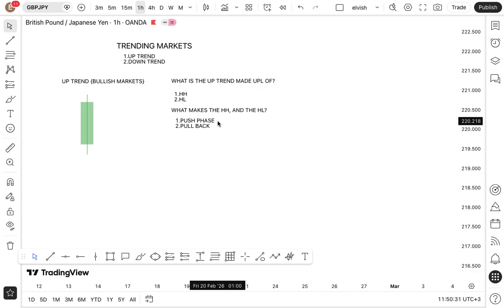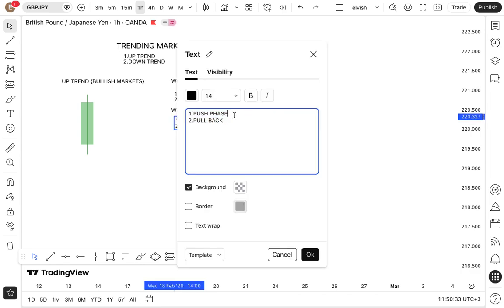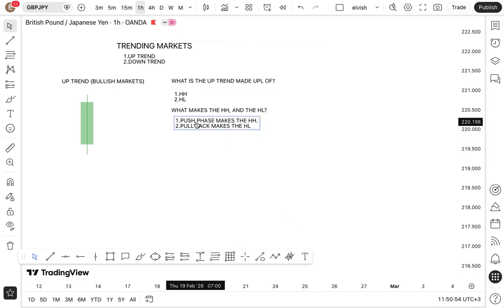So let me add this as well. The push phase makes the higher high, and then the pullback makes the higher low. Easy as that. The push phase makes the higher high, and the pullback makes the higher low, if it's an uptrend. So let's see this in an example.